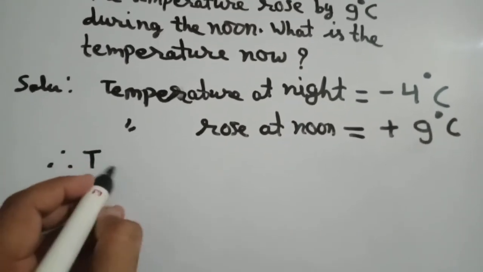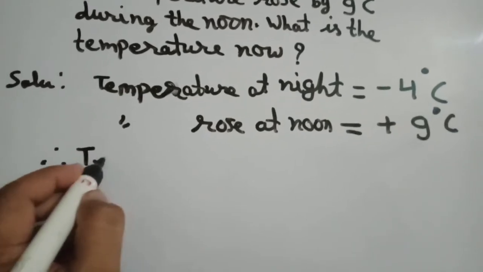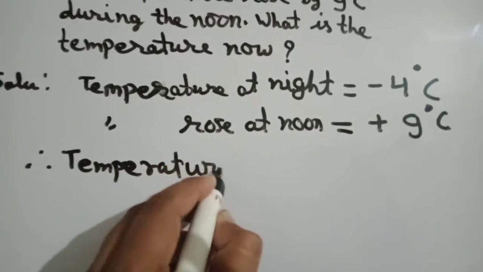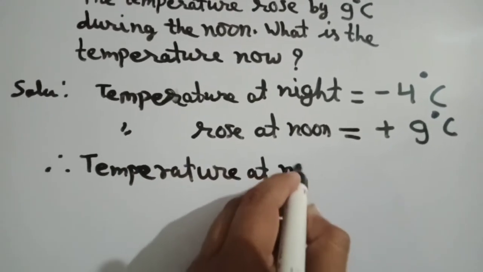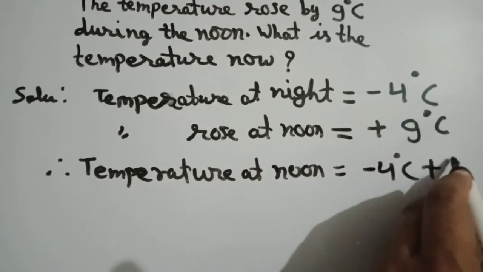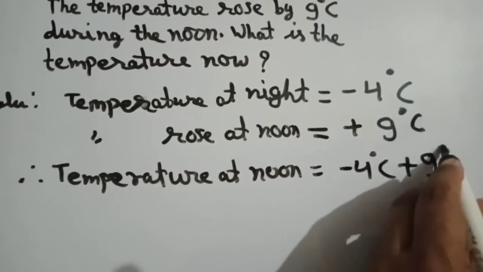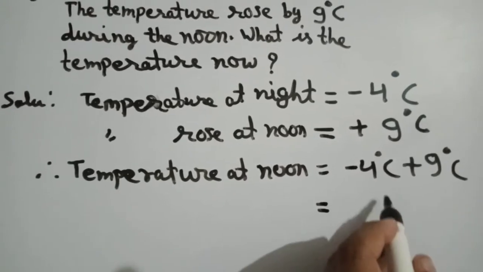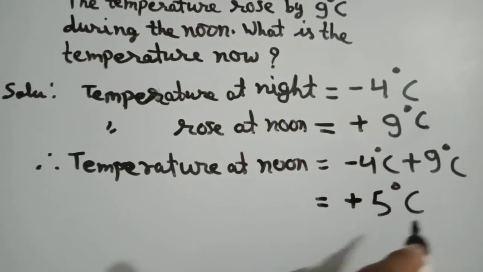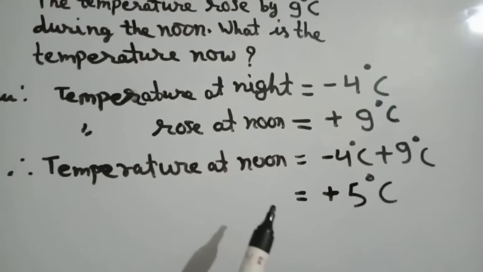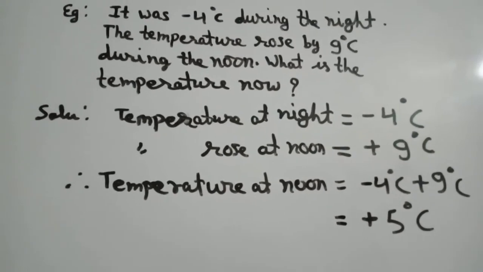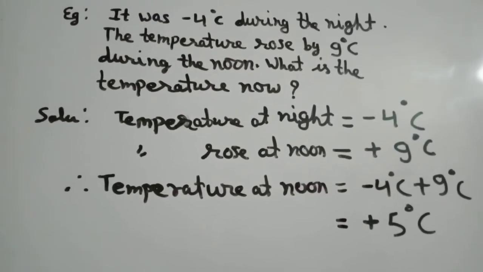So the temperature now is minus 4 degrees Celsius plus, this is the symbol of increase, 9 degrees Celsius. Again put the sign of the greater number, 9 minus 4, that is 5 degrees Celsius. So student, the temperature at noon is positive 5 degrees Celsius. I hope you understand the term integer with these examples.